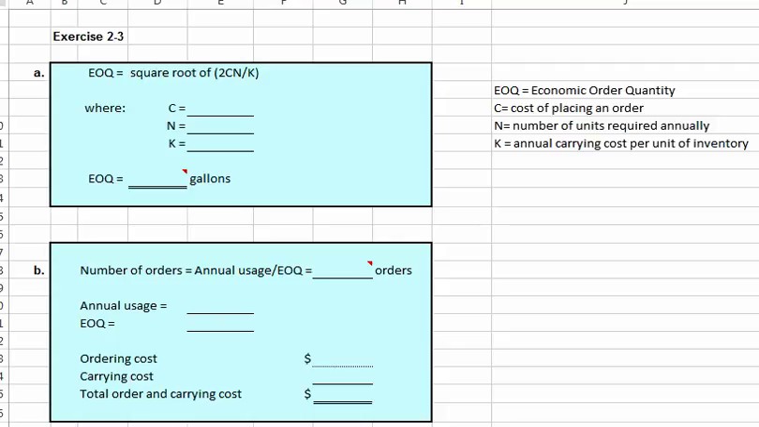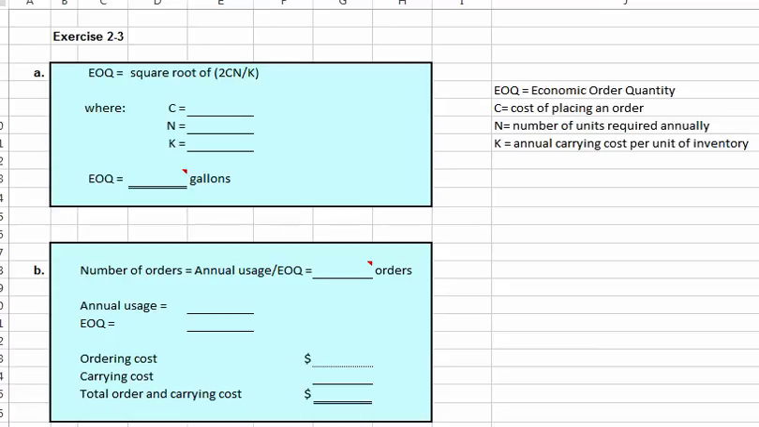Okay, you guys, we're now going to work through exercise 2-3 on page 111 in your textbook. And we're going to look at something the book refers to, and something that's actually called economic order quantity. What we're trying to determine with economic order quantity is, given the amount of materials a manufacturer needs during the year, and given that cost per unit of material.